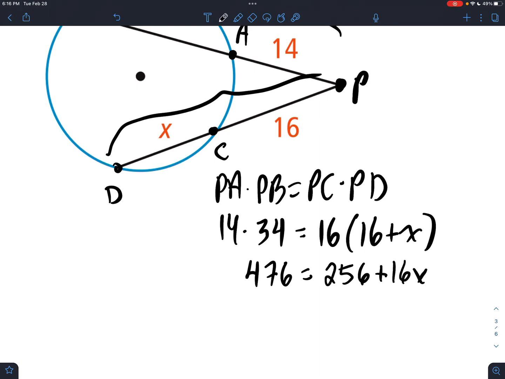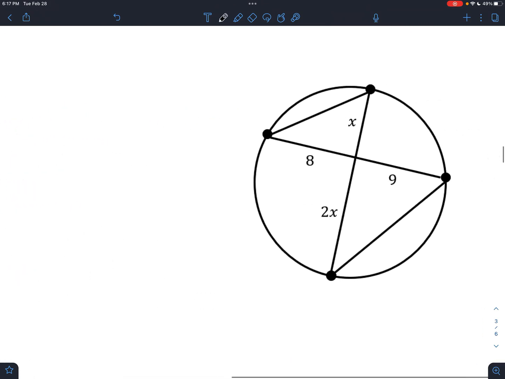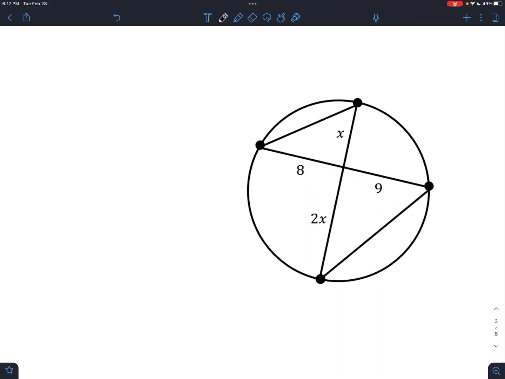Okay, so pretty large numbers here. We'll go ahead and distribute the 16, subtract from both sides, and we're going to get 13.75 for X. Okay. And finally, another one that has everything on the inside, the intersecting chords theorem.